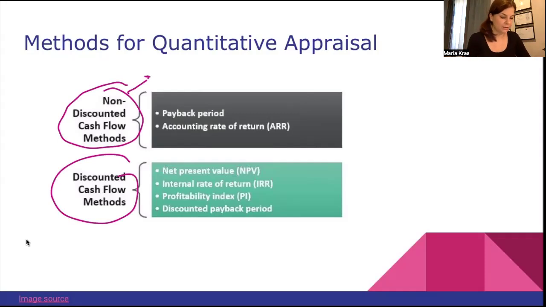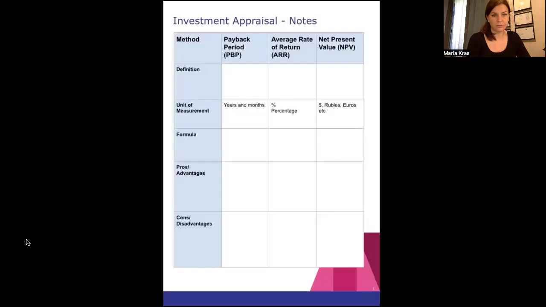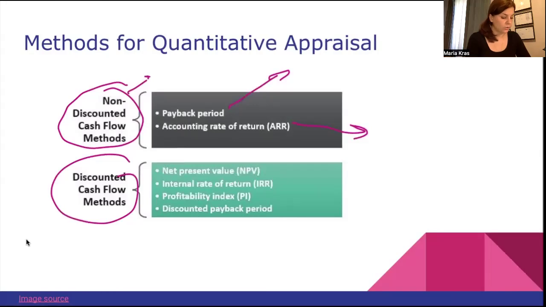So the payback period and the average rate of return. And if you look at the workbook, you could see them here. And there are quite a few discounted cash flow methods, the NPV, the IRR, and so on and so forth. But for our course, for passing IB exams, you only need net present value. Okay, so you need to know the payback period and the accounting or average rate of return. There is different literature that uses different terminology.